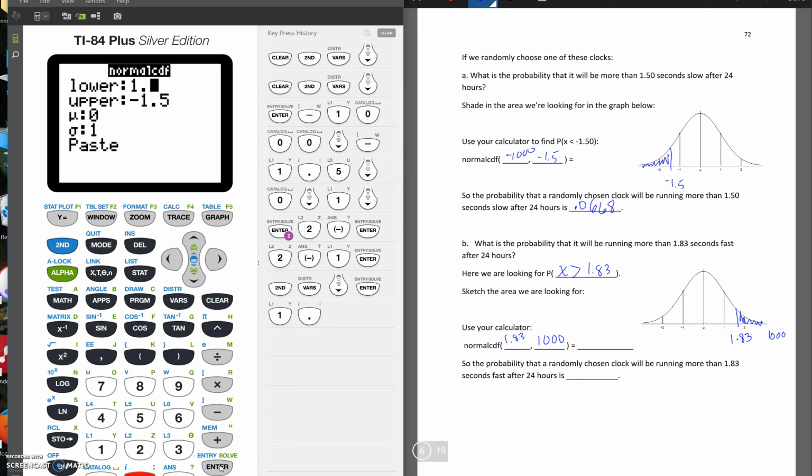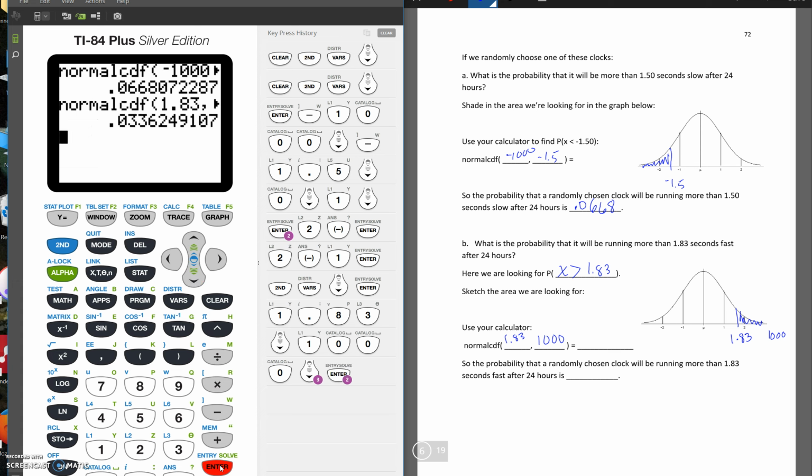So our lower in this case will be 1.83. That's always going to be the smaller number. Our upper is 1,000. Our mean and standard deviation are staying the same. And so our probability here is 0.0336. So the probability that a randomly chosen clock will be running more than 1.83 seconds fast is 0.0336.